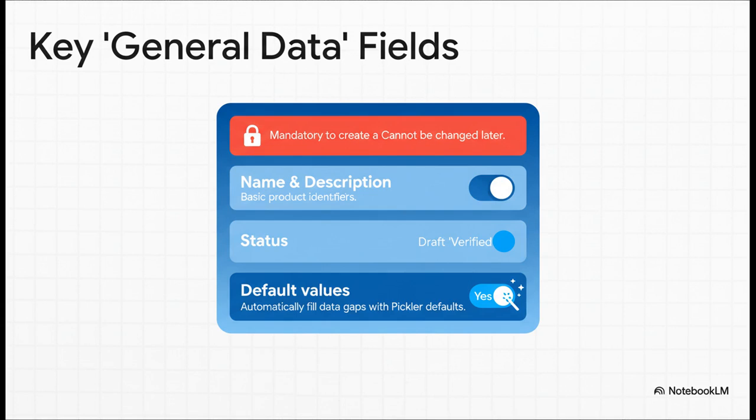Within this tab, there are a few fields that are absolutely critical. The ID is mandatory, and you can't change it later, so make sure you use that unique, permanent identifier from your ERP. Name and description are pretty straightforward. Status just lets you control if it's a draft or verified. And this default values toggle, it's a lifesaver. Setting it to yes is what tells Pickler to fill in any of those data gaps for you.